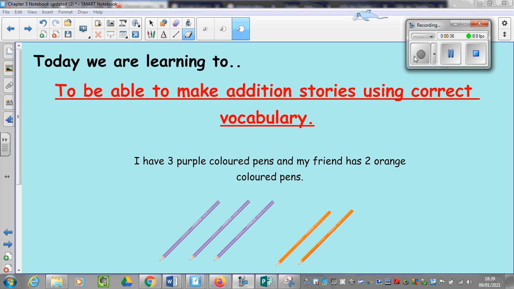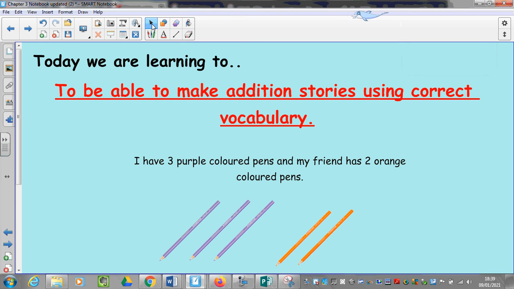So children, I have got 3 purple coloured pens and my friend has got 2 orange coloured pens. I want you to pause the video now and tell your talk partner or whoever you're working with what number sentence we could make from these images. Off you go.